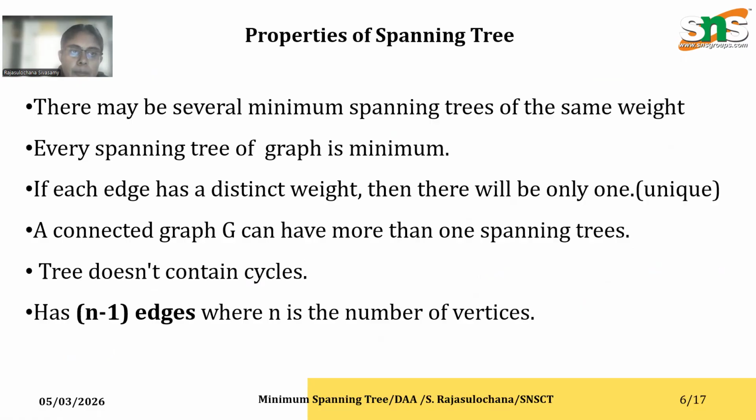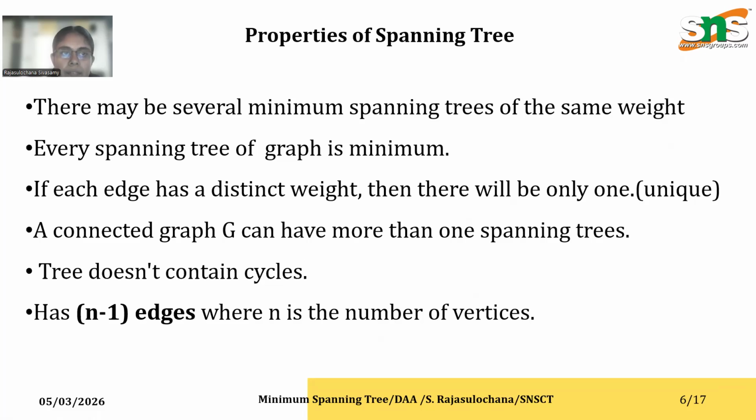Here are some of the properties of spanning tree. For a given graph, we may have more than one spanning tree. It is not mandatory that a given graph will have only one spanning tree. More than one spanning tree is permitted for a given graph. And each spanning tree of a graph is minimal, that is, it has a minimum number of edges connecting the vertices. So if every edge has a distinct weight, then there is only one possible spanning tree that can be constructed for that given graph.